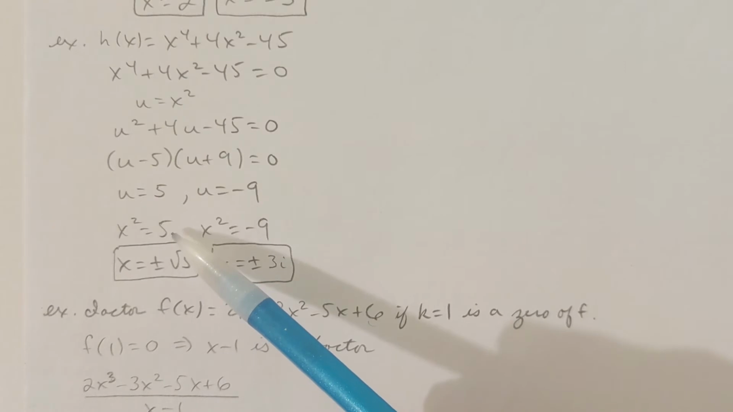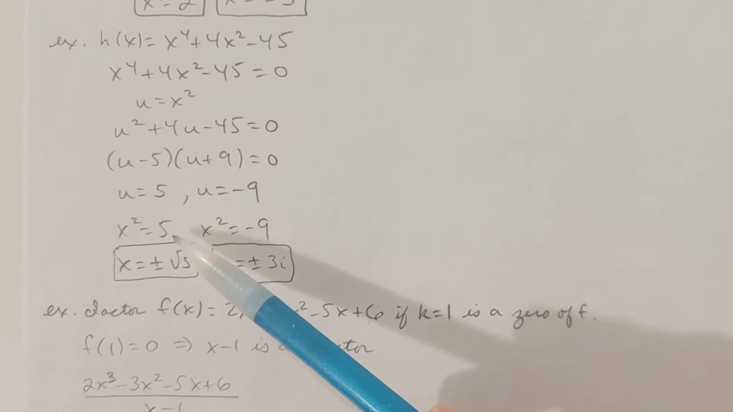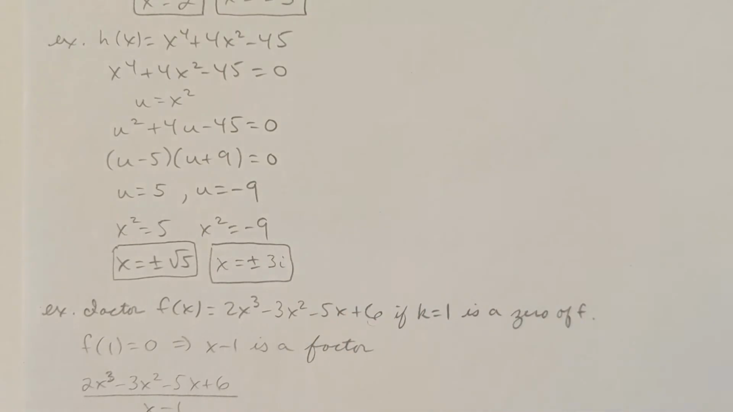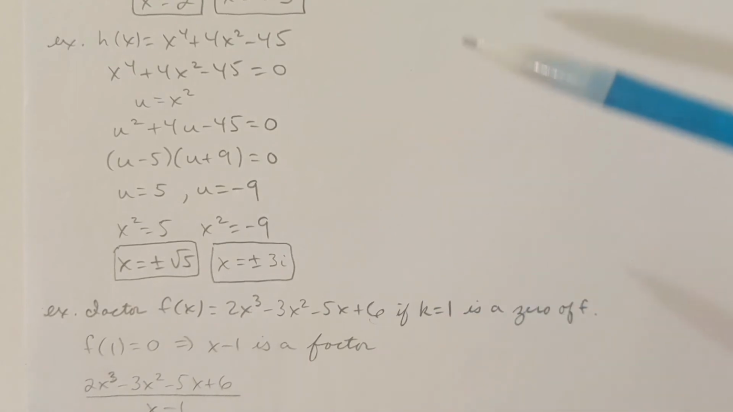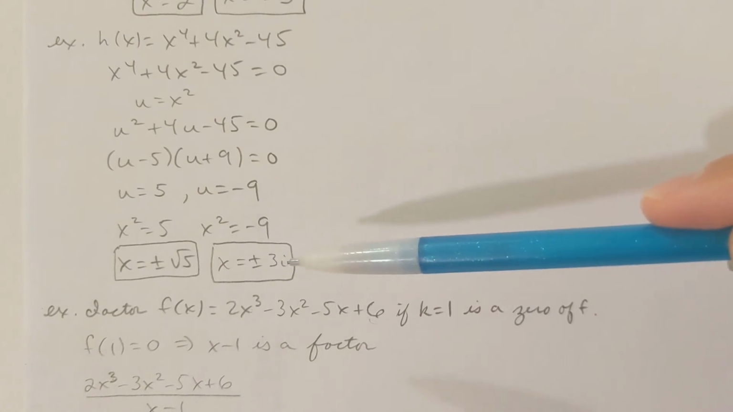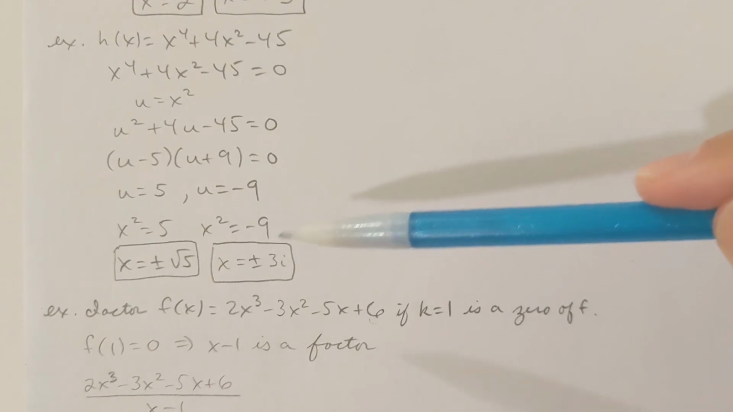u is equal to, or x squared is what we're calling u. x squared is equal to 5 and x squared is equal to negative 9. If x squared is equal to 5, then x is equal to plus or minus root 5, and x squared equals negative 9 means that x is equal to plus or minus 3i. Okay, so I've got 4 zeros. Root 5, negative root 5, 3i, and negative 3i. 4 zeros. Notice that I've got a degree 4 polynomial. All 4 zeros are going to be kept.